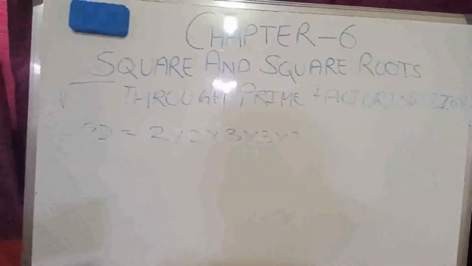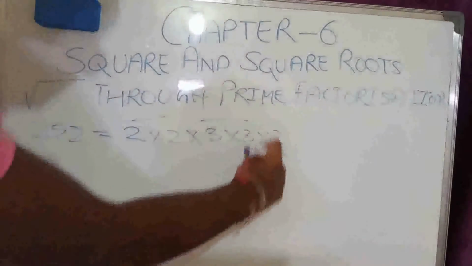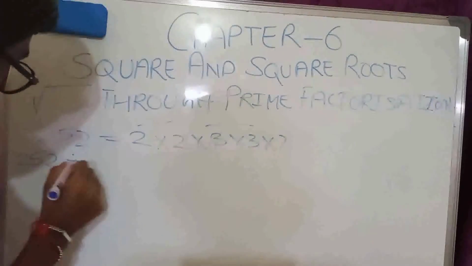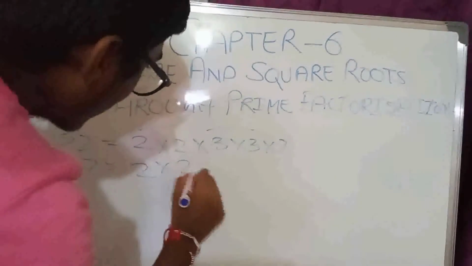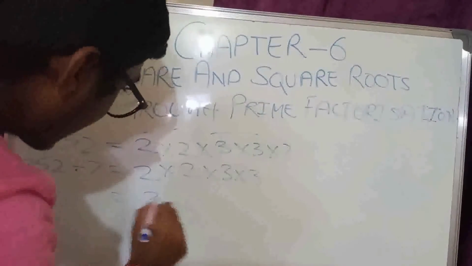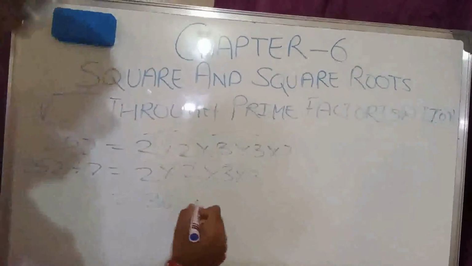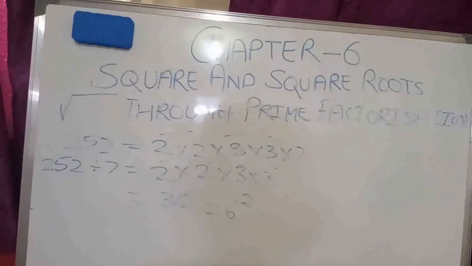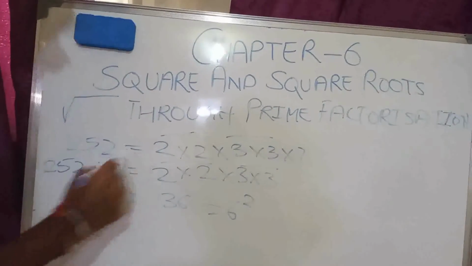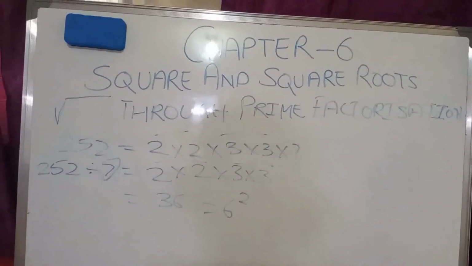So 7 is alone. If we take the 7 out, 2 and 3 are already in groups. So if we take this 7 out, then we can get a square. So that means 252 divided by 7 equals 2 into 2 into 3 into 3, which is going to be 36. So we get 36, and as we know, 36 is 6 square. So 36 is a square number, and here by dividing by 7 we get 36. So 7 is the smallest number which is divided to make 252 into a perfect square.